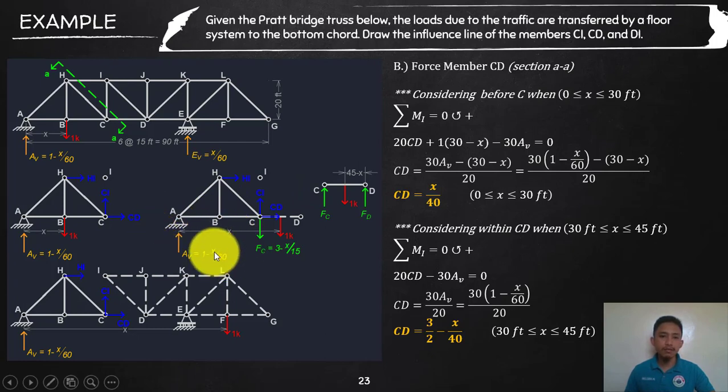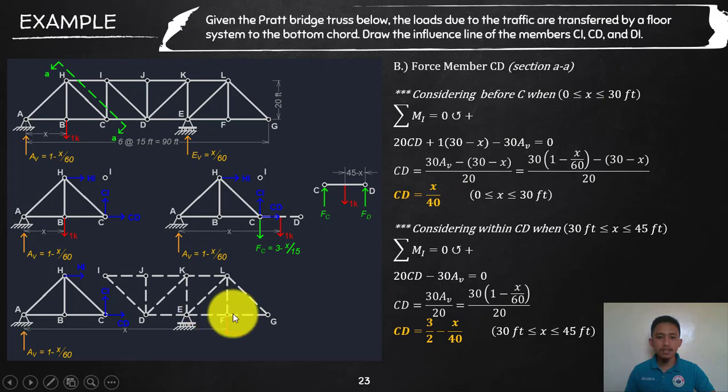Okay, so that will be, let's say, counterclockwise positive. So you will have here your CD as positive, again the same, moment arm is 20. And then AB will be a negative 30 times AB. It will go positive, divide by 20, substitute AB, and then that will be 3/2 minus x over 40. Good when your load is within your span CD.